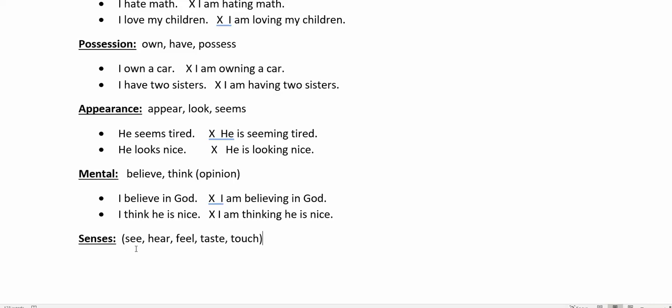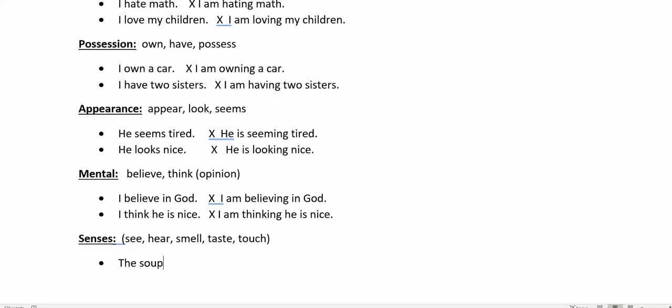So we would say, let's see. Oh, you know what I left out? Oh, taste. Oh, feel and touch are the same. So I'm going to change feel. I knew I was missing one. To smell. Those are the five senses.